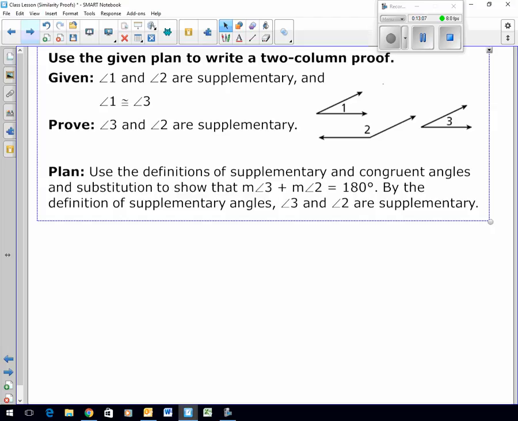See what I did here? 1 and 2 are supplementary and 1 is congruent to 3. I'm trying to prove that 3 and 2 are supplementary. We call this a paragraph proof. You know what? I don't like paragraph proofs, so I don't really make you do them. Use the definitions of supplementary and congruent angles and substitution to show that measure of angle 3 plus measure of angle 2 equals 180. By the definition of supplementary angles, angle 3 and angle 2 are supplementary. It's basically just writing the things that we want you to write in a 2-column proof, so let's just do 2-column proofs. That's what you're going to see. That's the hard part, okay?